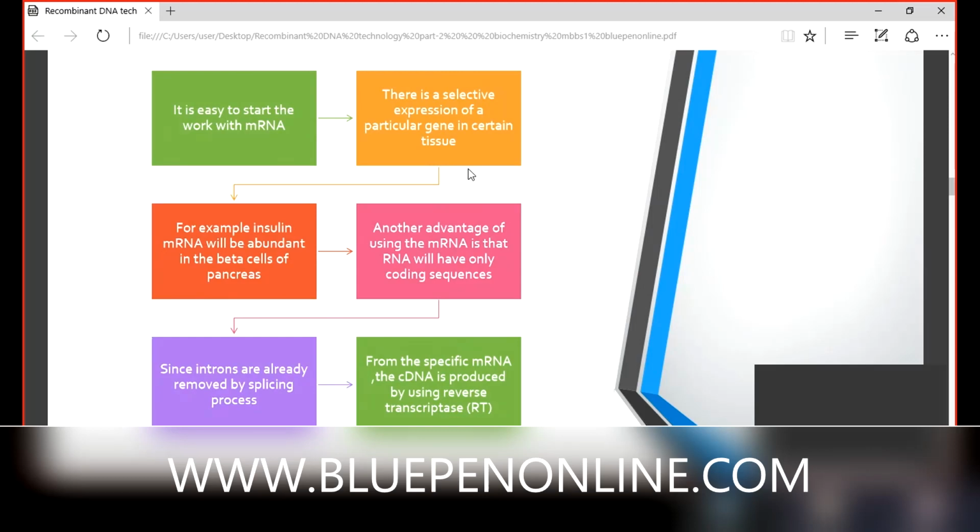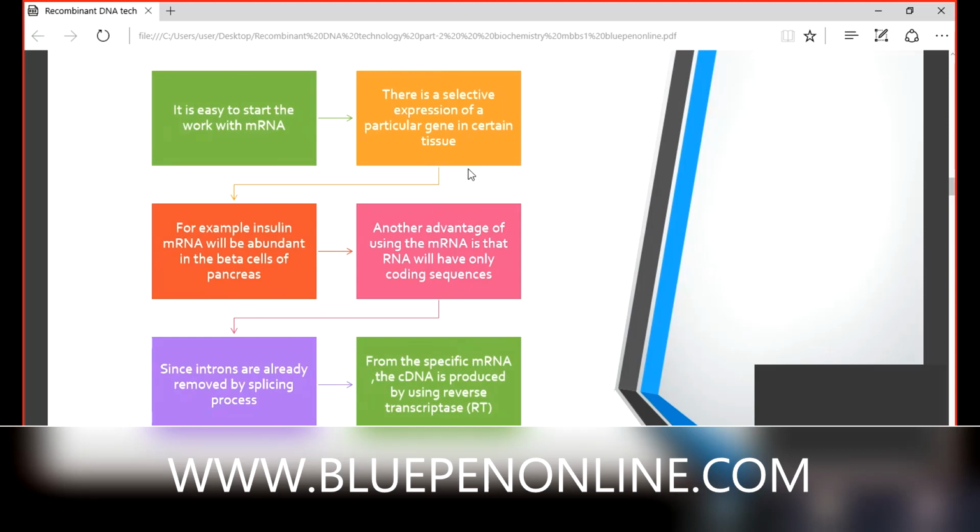Which is the mechanism by which we produce DNA from RNA? Reverse transcription. The enzyme used is reverse transcriptase. We already discussed that topic. From RNA, we synthesize DNA. Now you got the idea.